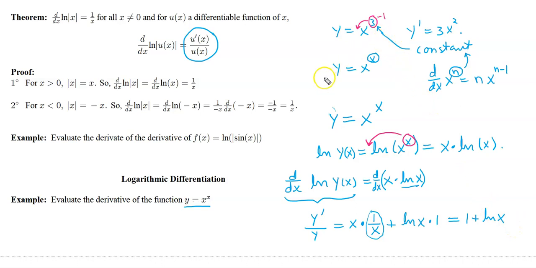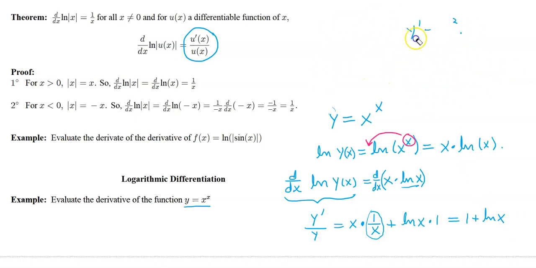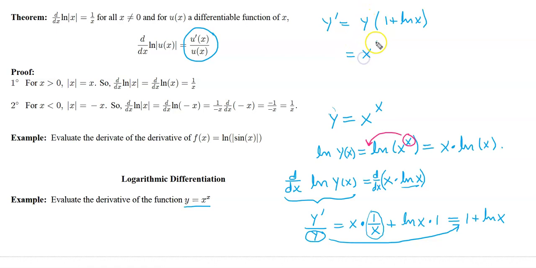Now moving back up here, what we have is moving this y, multiplying it over to the other side, we end up with y prime equals y times 1 plus ln x. And the y is equal to x to the x power and we have our answer. So this is our derivative right here. This is what we wanted to find. And so there, that is the derivative of x to the x power.